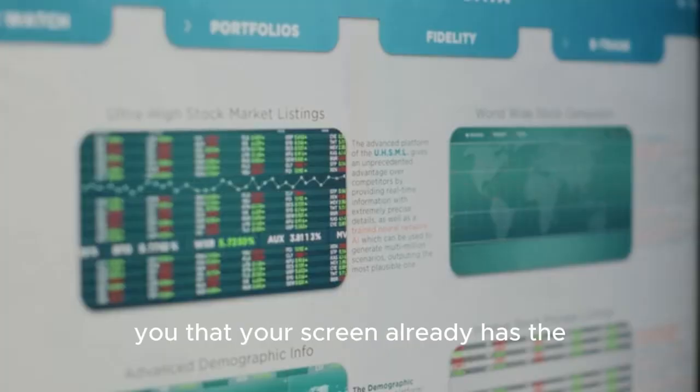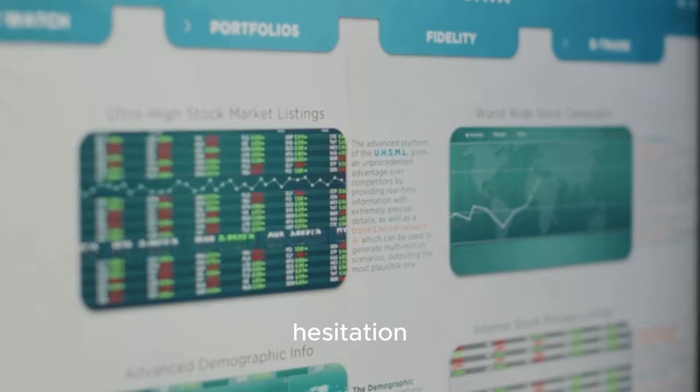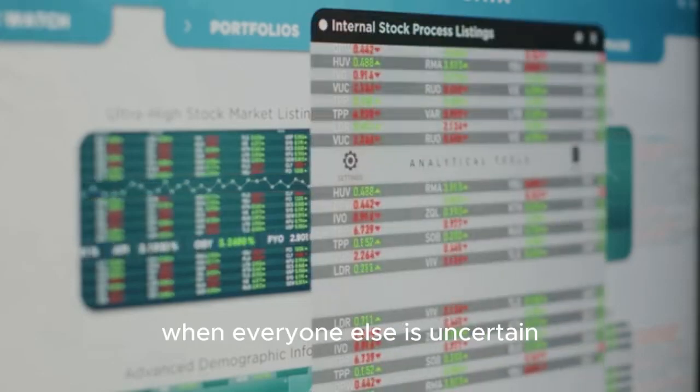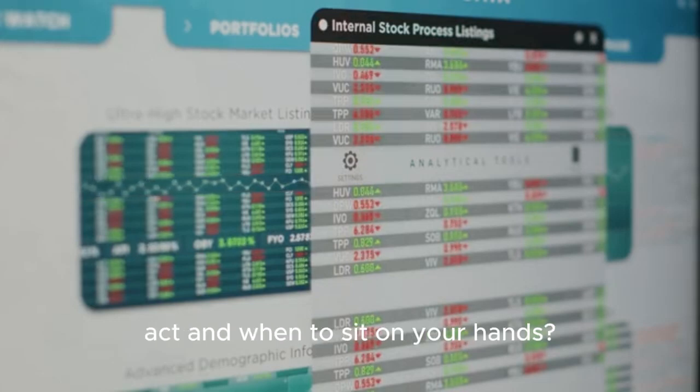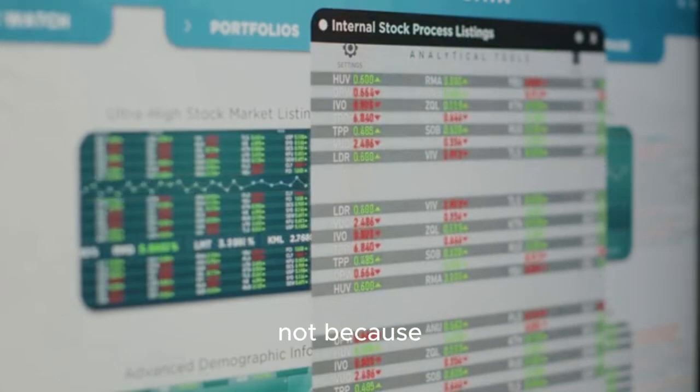But what if I told you that your screen already has the tools to cut through that hesitation, to help you see when momentum is real, to give you confidence when everyone else is uncertain, and to show you exactly when to act and when to sit on your hands? The truth is, most traders lose money not because they don't know how to read a chart, but because they don't trust what they're seeing.